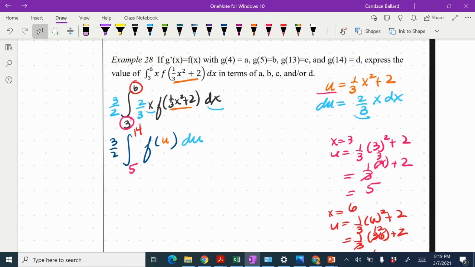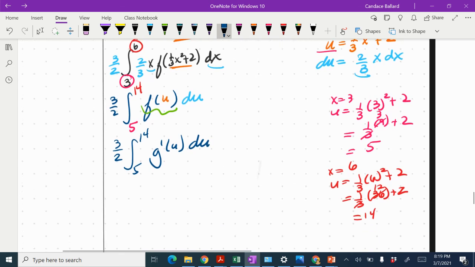I'm going to go ahead and integrate it. Actually, I'm going to substitute a little bit first. It tells me that g prime is equivalent to f of x, meaning I'm going to plug g prime in place of f, which makes more sense because I don't know how to integrate f of u, but I do know how to integrate g prime of u. So g prime of u du, and AP likes to do that. They like to switch it up on you.